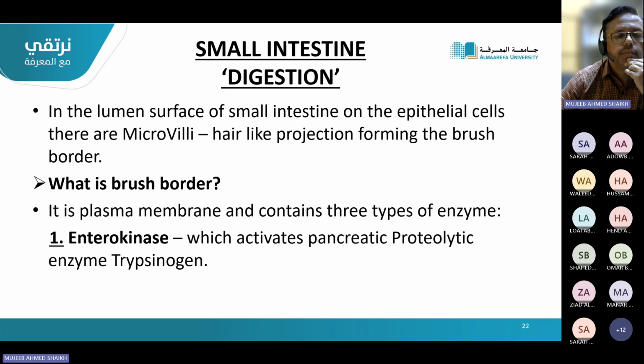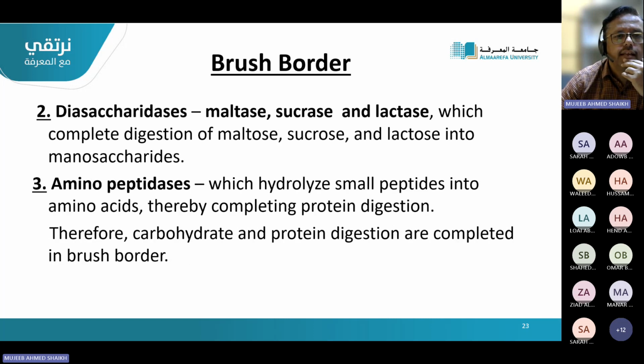So on the brush border, you will find enterokinase first, which is activating the pancreatic proteolytic enzymes. Plus, you will have disaccharidases and aminopeptidases. Examples of disaccharidases are maltase, sucrase, and lactase, which will complete the digestion of carbohydrate. Aminopeptidases are the enzymes which will hydrolyze the small peptides into amino acids, and they are completing the digestion.